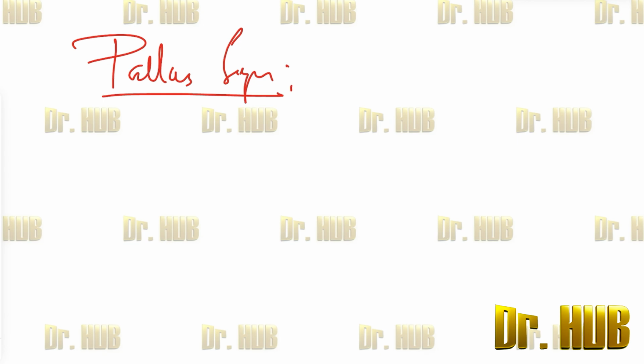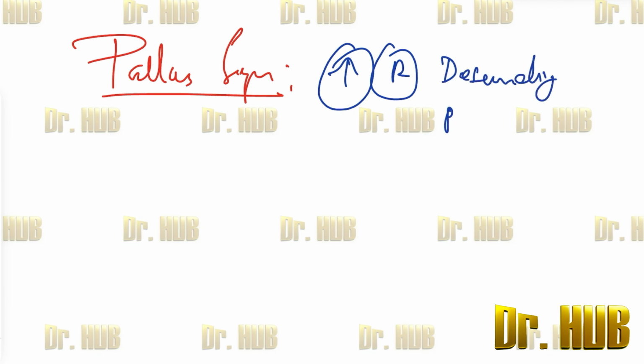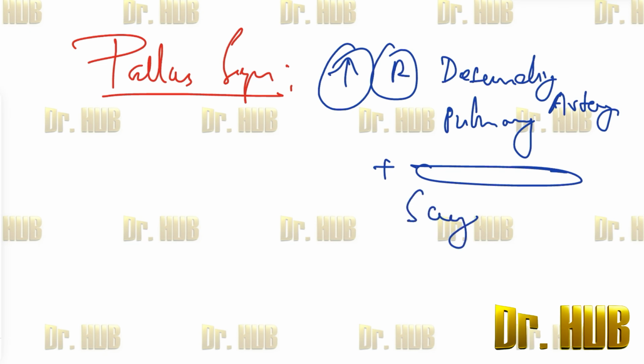Next we look at something known as the Palla sign. So what is meant by Palla sign? Palla sign is an increase in the size of the right descending pulmonary artery with its sausage-like appearance. So it is an increase in the right descending pulmonary artery, and it has a sausage-like appearance.